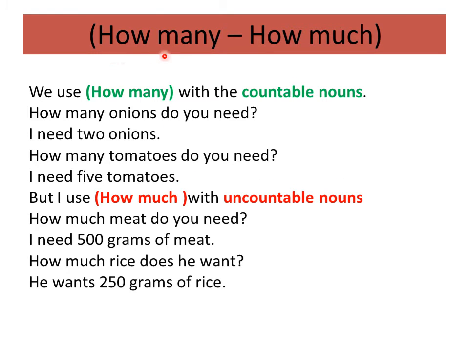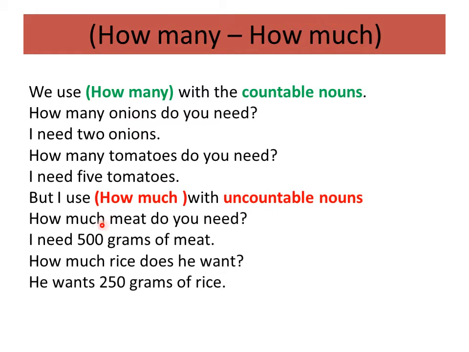So how many and how much are question words to ask about a quantity. We use how many with the countable nouns. For example, how many onions do you need? And we said before that after how many we have a plural noun. I need 2 onions. How many tomatoes do you need? I need 5 tomatoes.